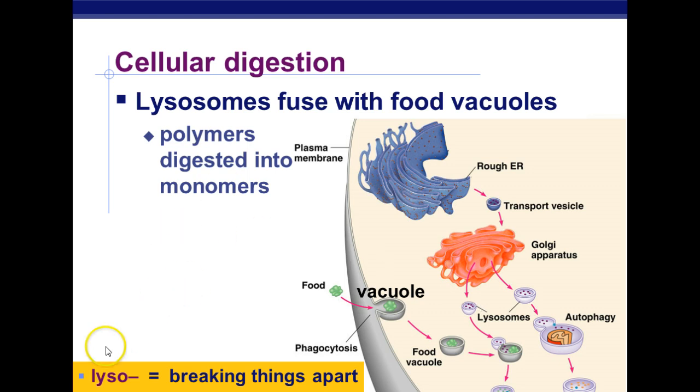You can see now that the prefix lyso means to break things apart. In fact, we've used lysis before in this class. Hydrolysis we used in this class. So this prefix is also used as a suffix in some cells, but it still means breaking things apart.